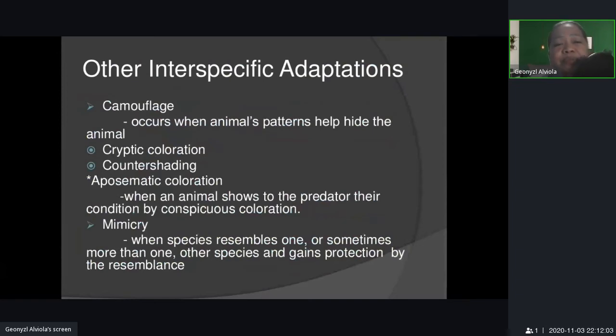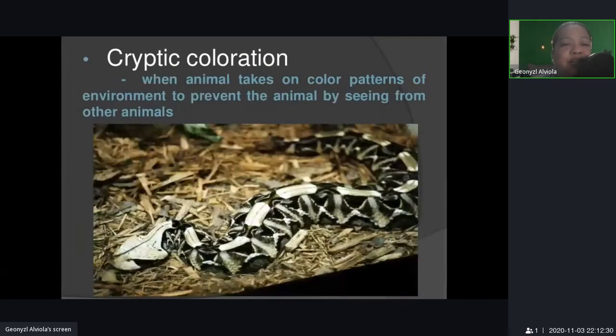Other interspecific adaptations: we have camouflage, which is a type of adaptation in which the animal's patterns help hide the animal within the ecosystem. We have cryptic coloration, counter shading, and aposematic coloration, when the animal shows predators its condition by conspicuous coloration. Mimicry is when a species resembles other species that are harmful. So let's have an example.